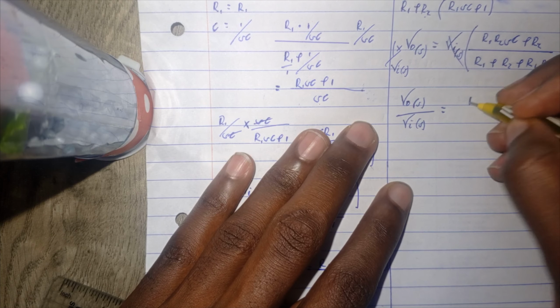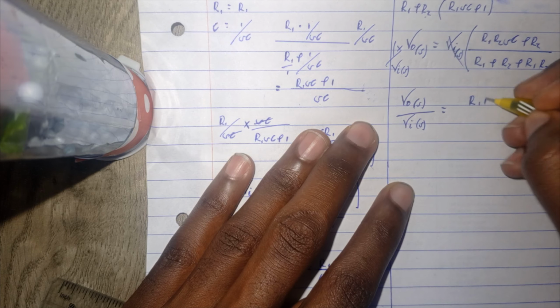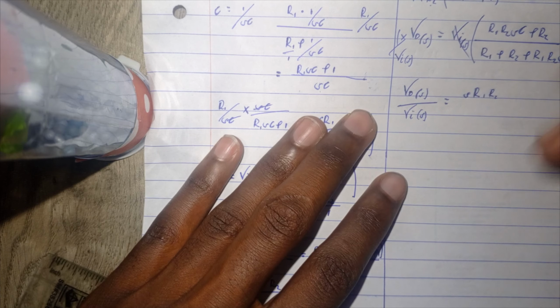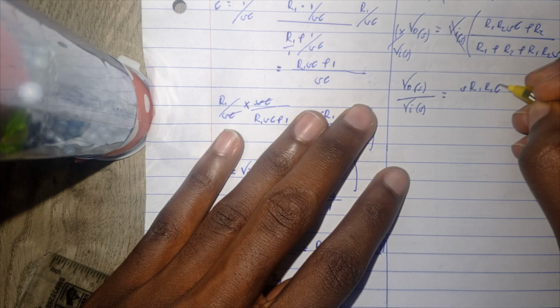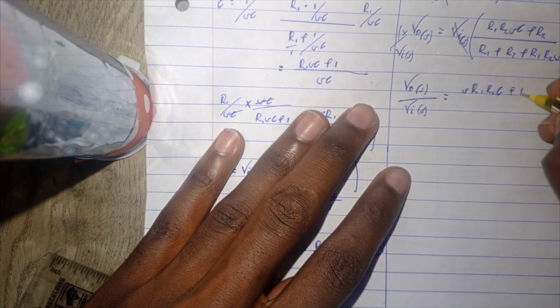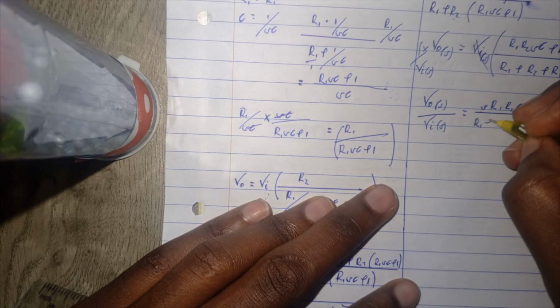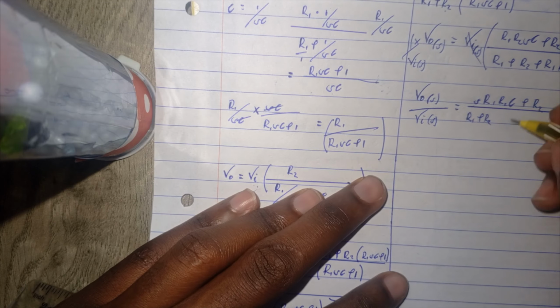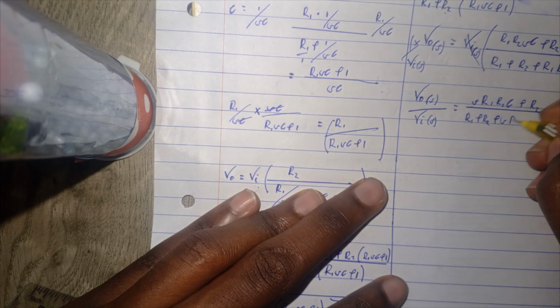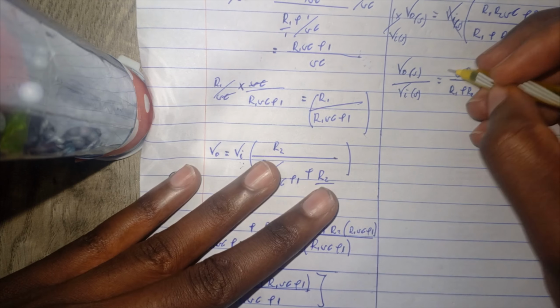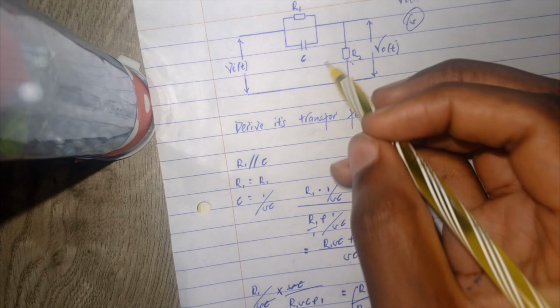Now let's try to write it in order. R1 R2 S is normally written from this side most of the time, but I just like writing them together. Then C plus R2, divided by R1 plus R2 plus S R1 R2 C. That's the transfer function of this RC network circuit. Thank you.